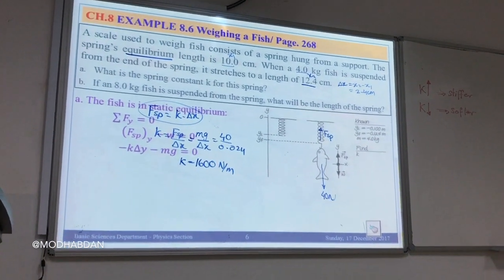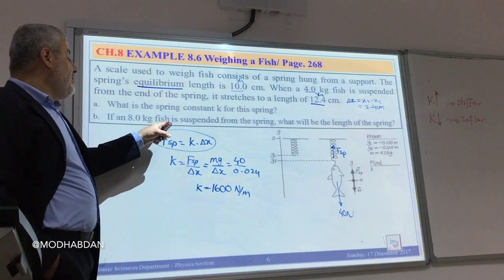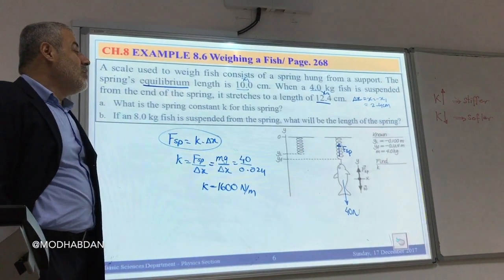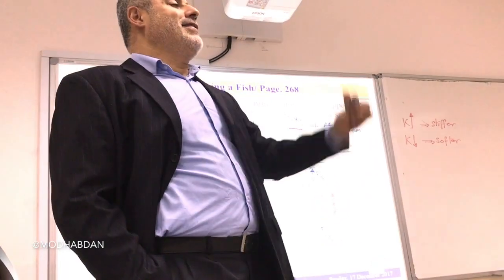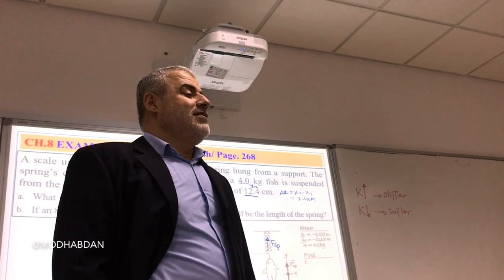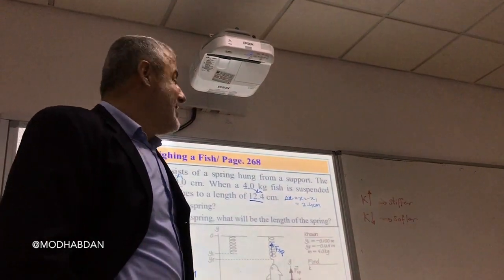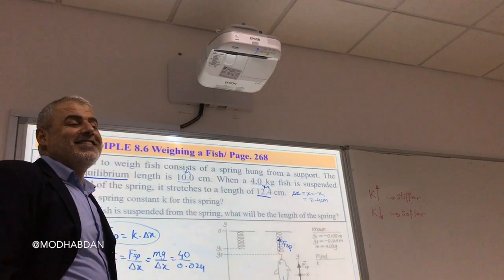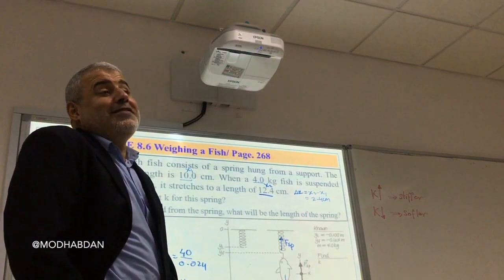Now, let's go back to the question. If an 8 kilogram fish is suspended from the spring, what will be the length of the spring? Who can answer directly? 4.8. The length of the spring, Abdullah. You are close. It will be? 14.8. Okay, 14.8. Yes, that's it.